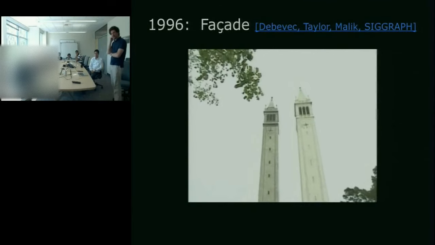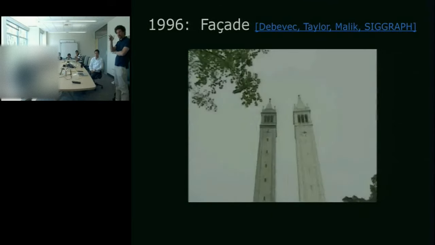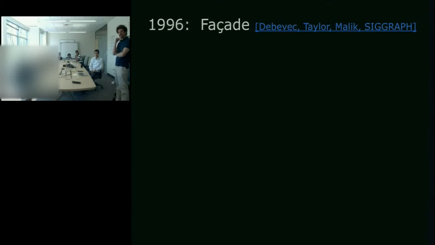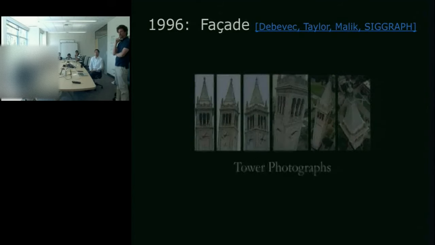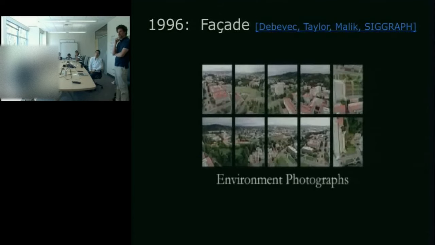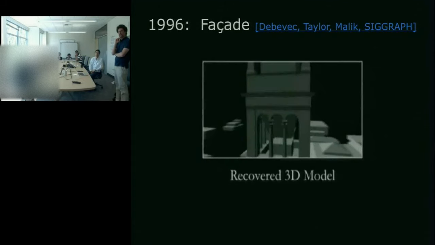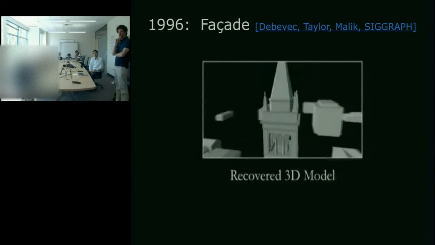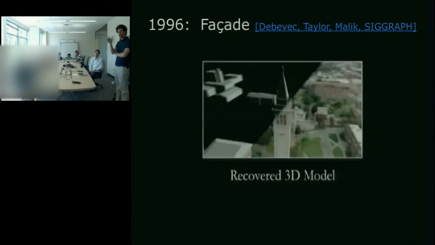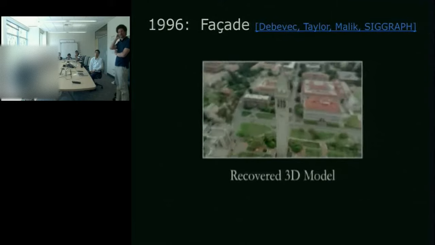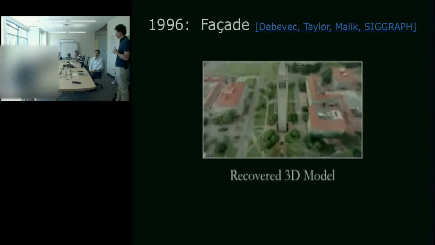In the next images you'll see the real and the synthetic one right next to one another. Actually the model in that case. So here are the input photos of the tower and the photos of the environment, the Berkeley campus. And here's the model that they recovered. And you can see that the model is actually not very complicated. For example, the buildings on the bottom are just these boxes. But when you texture map it, it looks really good.